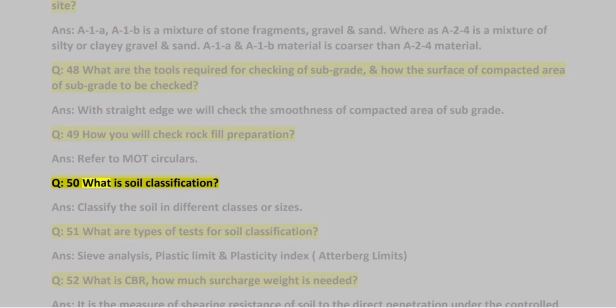Q. 50 What is soil classification? ANS, classify the soil into different classes or sizes. Q. 51 What are the types of tests for soil classification? ANS, sieve analysis, plastic limit and plasticity index, Atterberg limits.